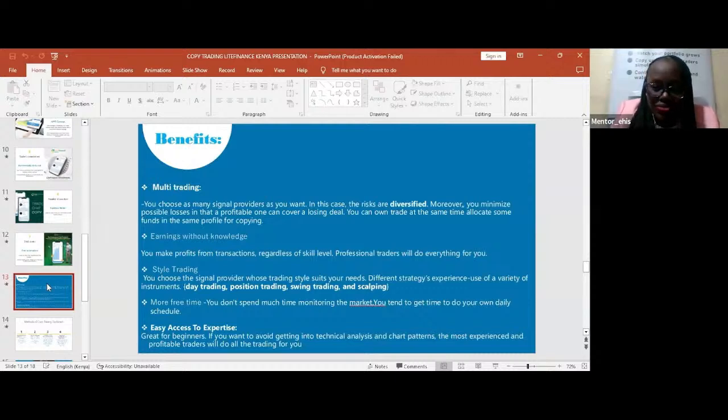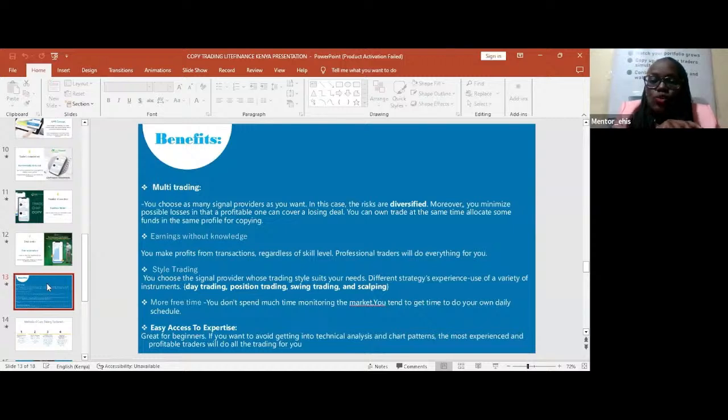It allows for diversification. Number two, you get the earnings without the knowledge. You make profits from the transaction regardless of skill level. Professional traders, all that have been availed on the platform, will do everything for you and you get your earnings. Number three benefit of copy trading is that you choose the signal provider. It's style trading. You get that room to choose the signal provider whose trading style suits your needs.